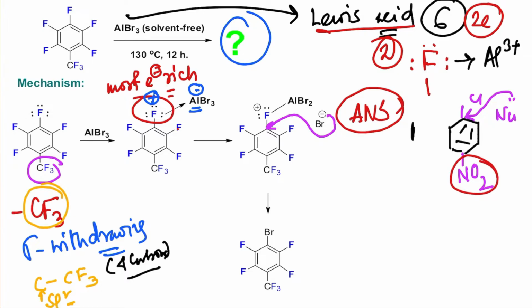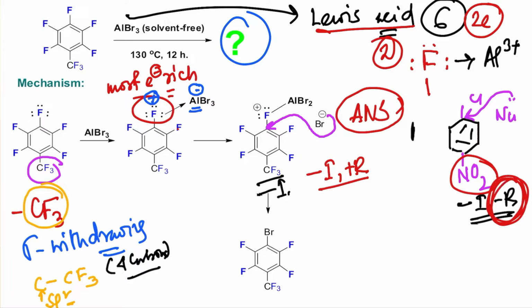But in this case, no such groups are present, like the nitro group, which has both minus I and minus R. Here, these fluorines have minus I and plus R as halogens, and this CF3 has only a minus I effect. So how is this reaction happening? Because nobody has this minus R effect. If the minus R effect is absent, how is this negative charge stabilized?